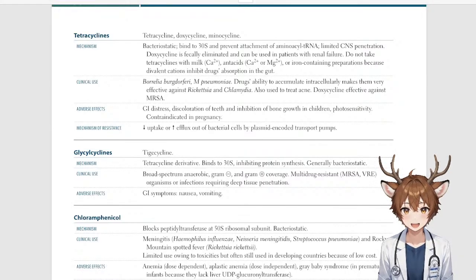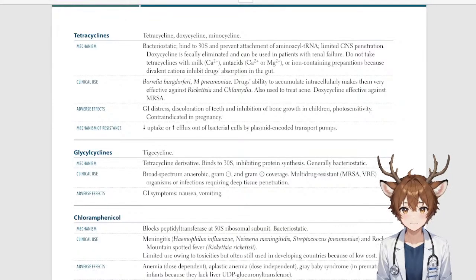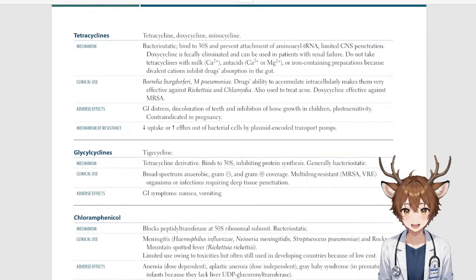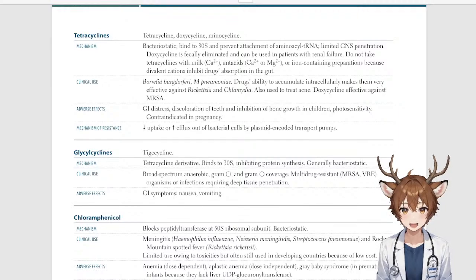What about tigecycline? Tigecycline is a glycylcycline. The mechanism: it's a tetracycline derivative, binds to the 30S, inhibiting protein synthesis, generally bacteriostatic. Clinical use for tigecycline: broad-spectrum anaerobic, gram-negative and gram-positive coverage, multidrug-resistant organisms like MRSA and VRE. VRE is vancomycin-resistant enterococci. Adverse effects of tigecycline: nausea and vomiting.